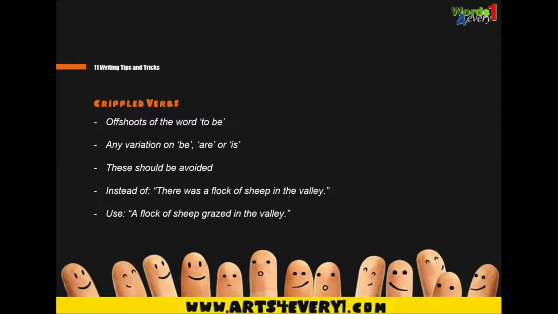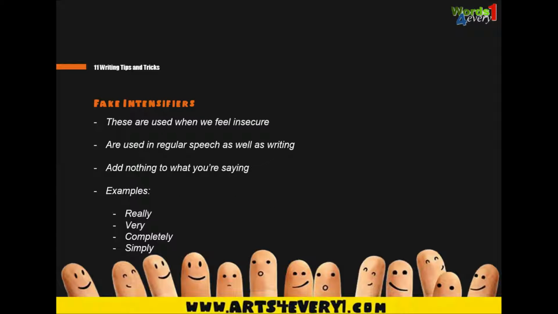Crippled verbs, so this is any offshoot of the word to be, so be, are, is. So try to avoid these where possible. They just make the work sound a bit more clunky. So for example, instead of there was a flock of sheep in the valley, you can use a flock of sheep grazed in the valley. It's slightly more descriptive.